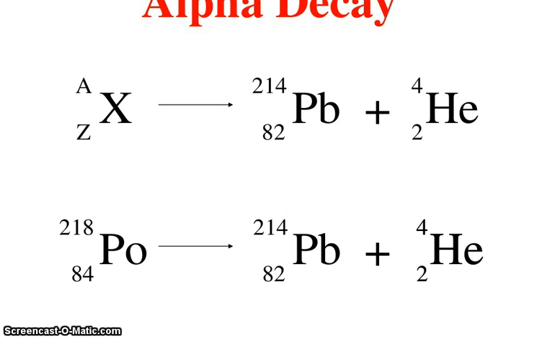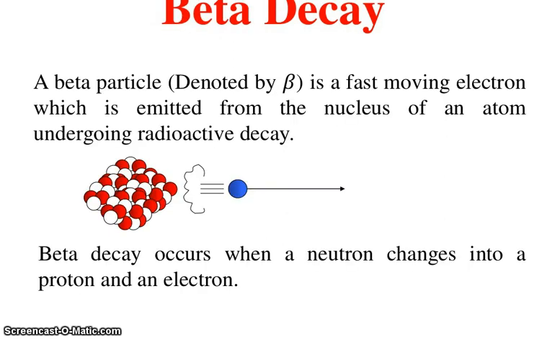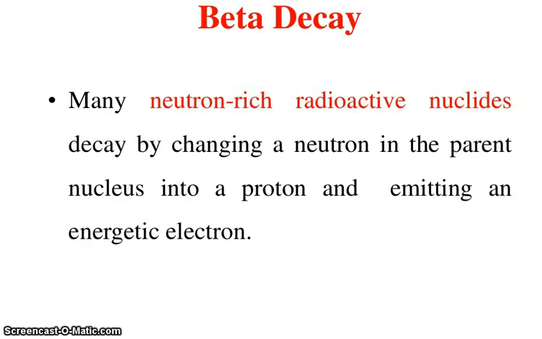Now beta decay. A beta particle, denoted by beta, is a fast moving electron which is emitted from the nucleus of an atom undergoing radioactive decay. Beta decay occurs when a neutron changes into a proton and an electron. Many neutron-rich radioactive nuclides decay by changing a neutron in the parent nucleus into a proton and emitting an energetic electron.